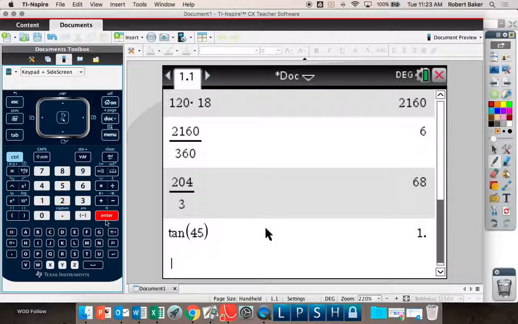Yeah, 1.8. 1.6197. How is she getting 1.6197? Because your calculator's in radians. Oh, it's in degrees. You need to put your calculator in degrees.